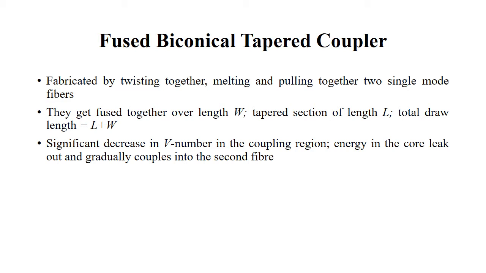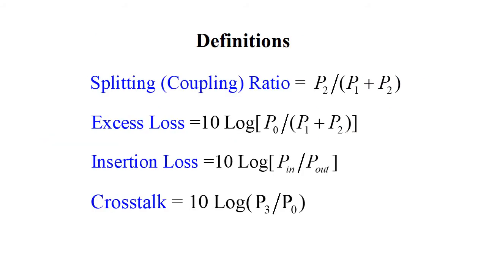A star coupler is a logical extension of the concept of 2x2 couplers. An N cross N coupler has N inputs and N outputs. The main purpose of the generalized M cross N coupler is to combine the power from M inputs and distribute them equally among the N output ports. Here the definitions: the first one is the splitting or coupling ratio.